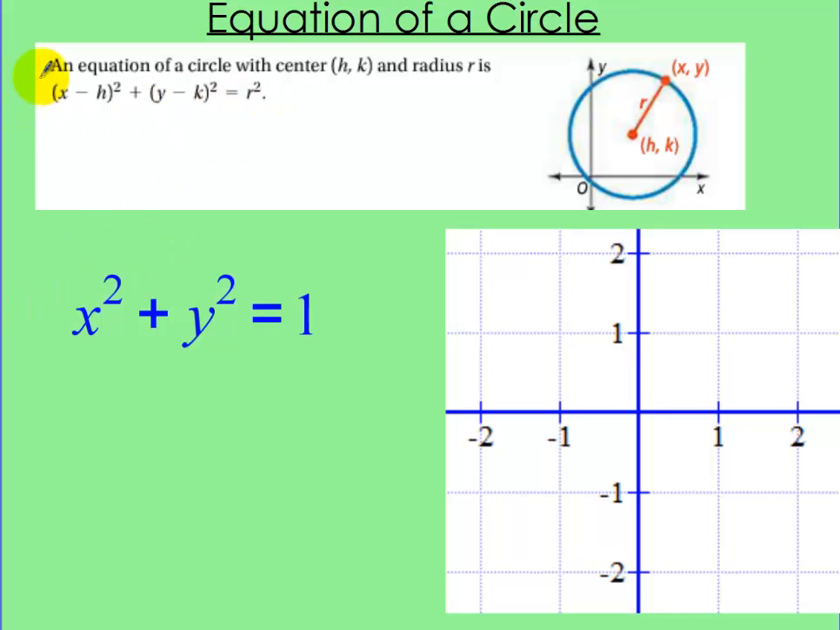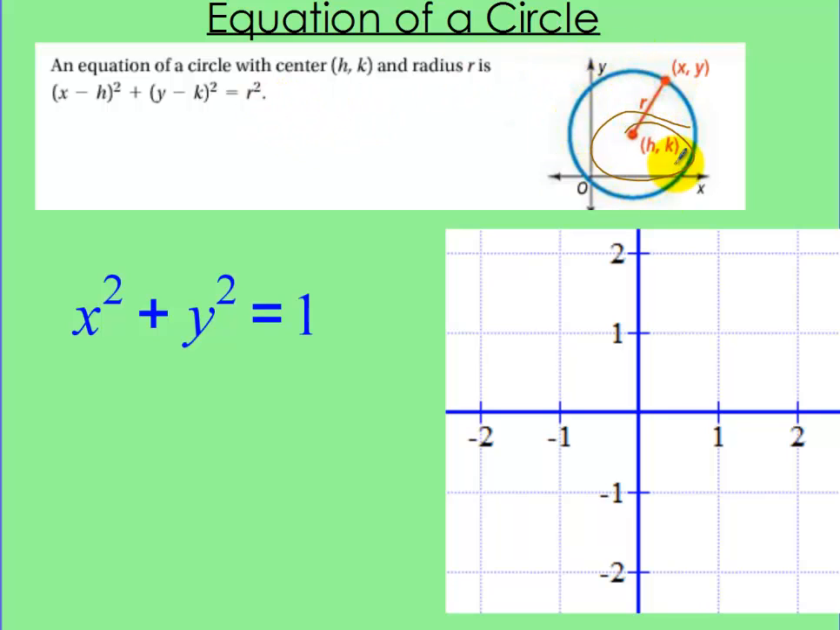So the equation of a circle is (x - h)² + (y - k)² = r². You use this when you have a circle. If we're putting this on coordinates, the center of the circle is at (h, k). It's kind of like the vertex if we did a parabola. We're using h and k again. And then r is the radius of that circle.